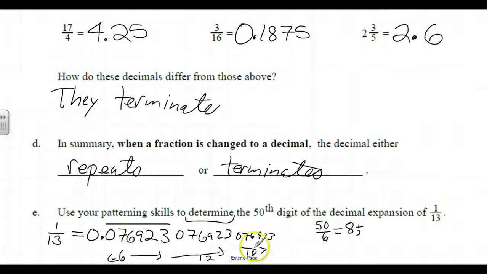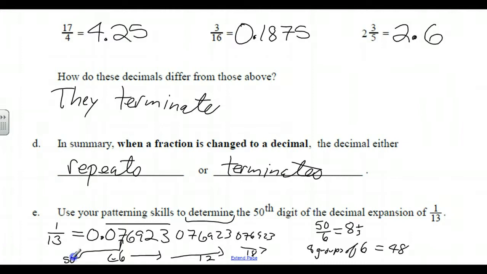So if we have 8 groups of 6, that's 48, right? 8 groups of 6 is 48. So the 48th will be a 3. The 49th will start over again at 0, and the 50th will be the 7.